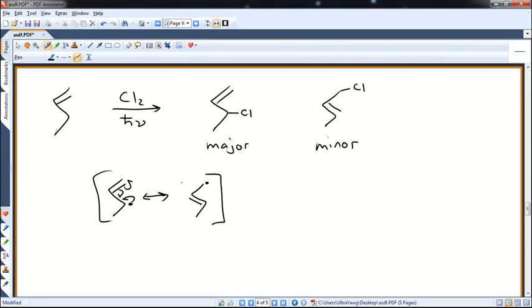Now, when this molecule reacts, it can react at this position to give me the major product, or it can react at this position to give me the minor product. Why is it necessarily the case that this one is major? Because this is a secondary radical, and this is a primary. Per the inductive effect, since we already took care of the resonance issue, which one is better? Secondary is better, and so it will react more. More of this will form, and so the major will be this one.